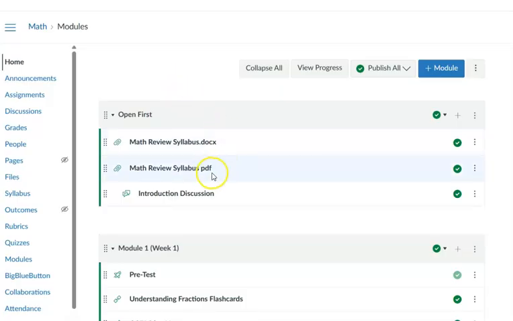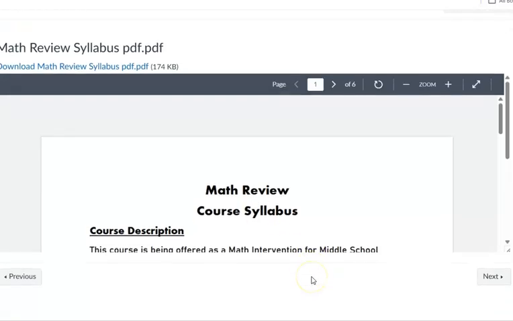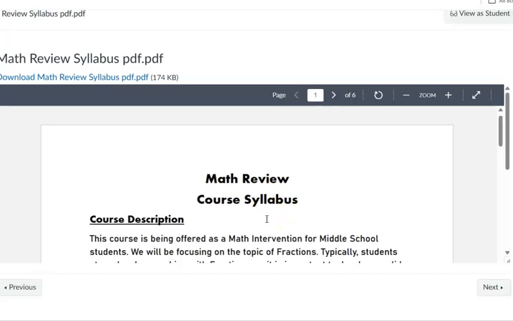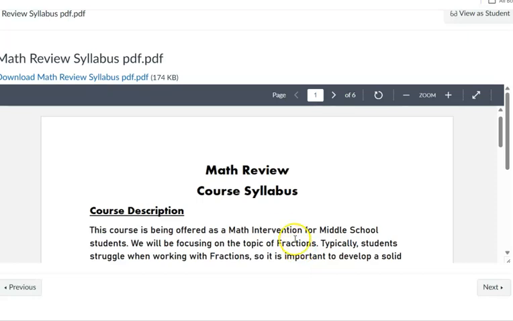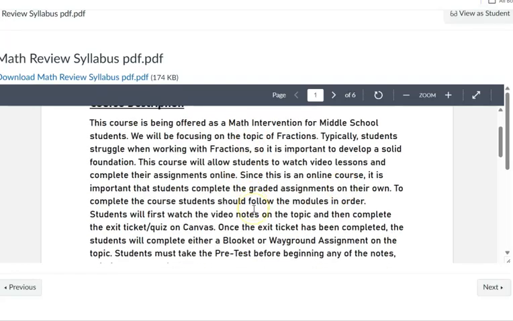I'm now going to give an overview of the contents in the syllabus in PDF version. Both the PDF and the Word document are the same, but I am going to open the PDF version. At the beginning of the syllabus is the course description. This course was designed as a middle school math review on fractions, so that's what this all is about.